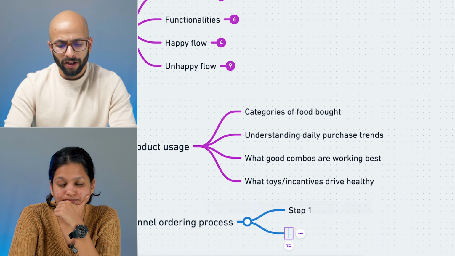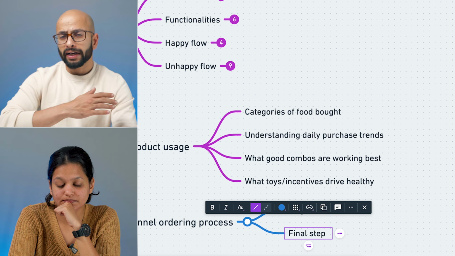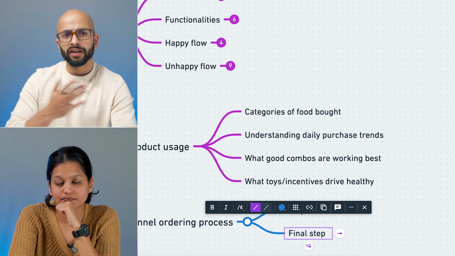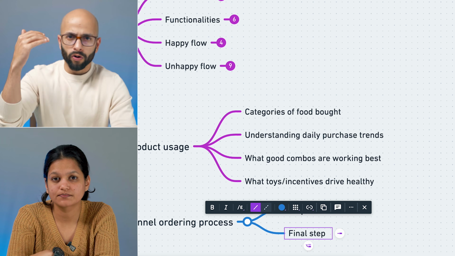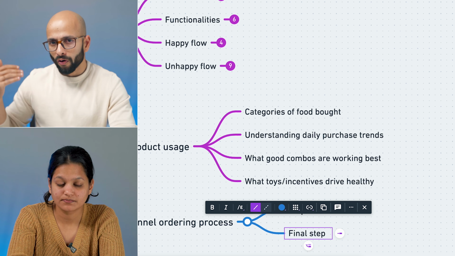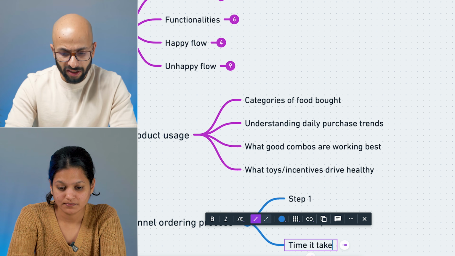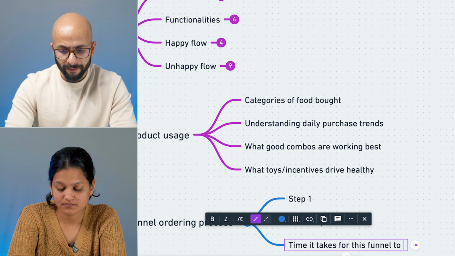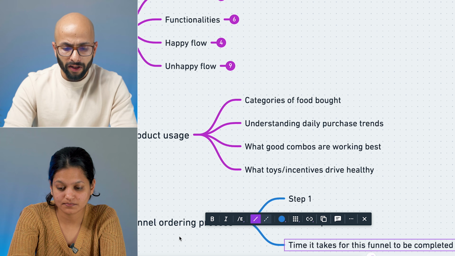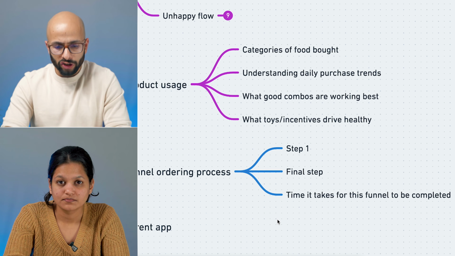From step one to the final step, I would like to just understand the entire funnel, whether it's authorization failures, whether it is screen issues, just the overall funnel from start order to the canteen getting placed. I'll also try to understand the time it takes for this funnel to be completed, right? Because if it's taking 10-15 minutes, then it's quite redundant. We should really look at shortening this time.